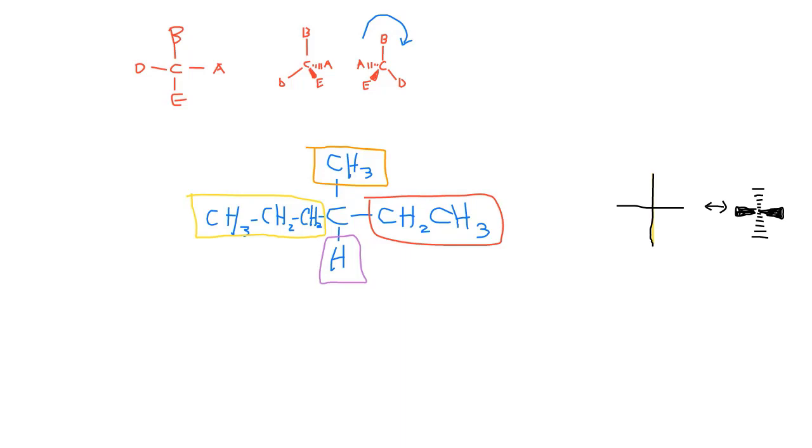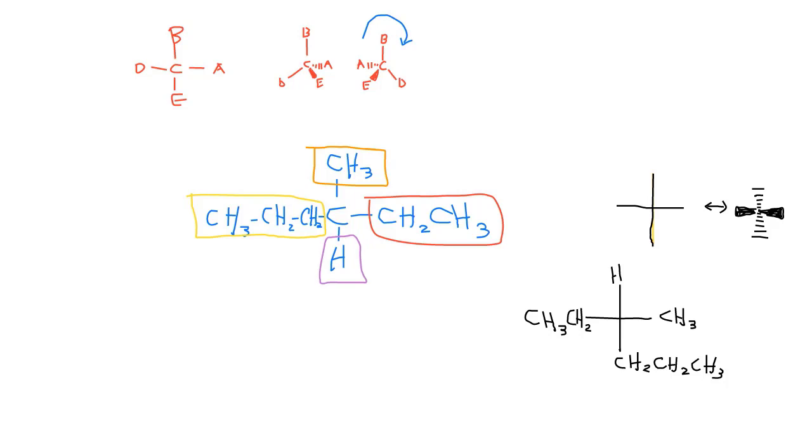So let's say I drew a Fischer projection for this molecule, and let's say I have the hydrogen on top here, a CH3 here, a CH2, CH2, CH3 here, and then I have a CH3, CH2 here. If I wanted to figure out the orientation of this, is this an R or an S compound?